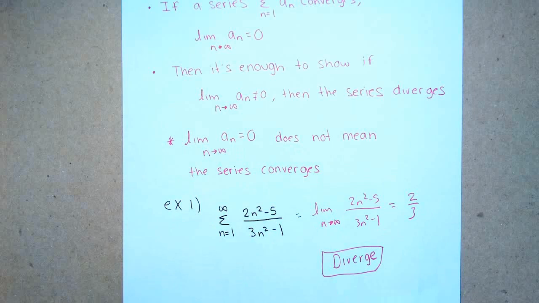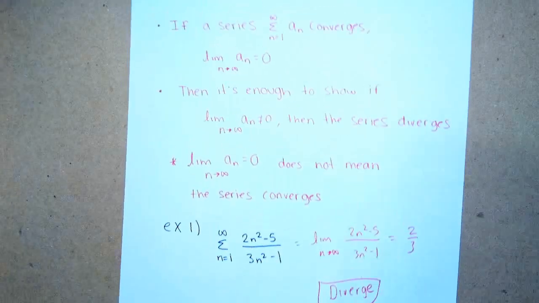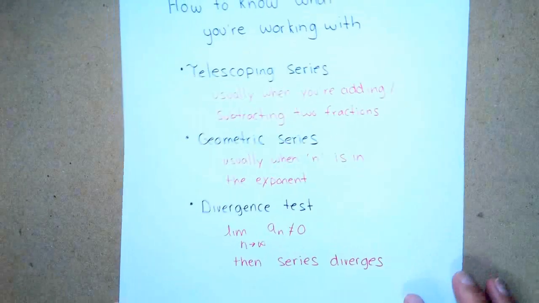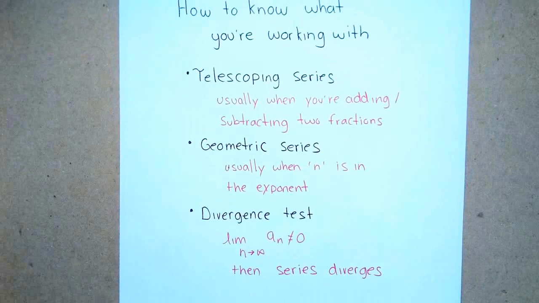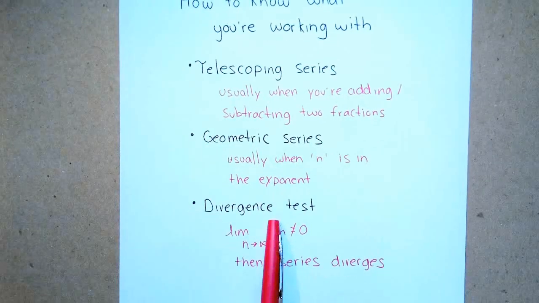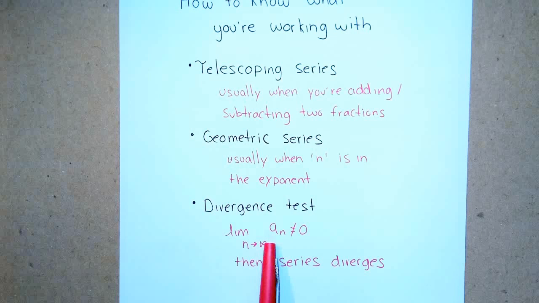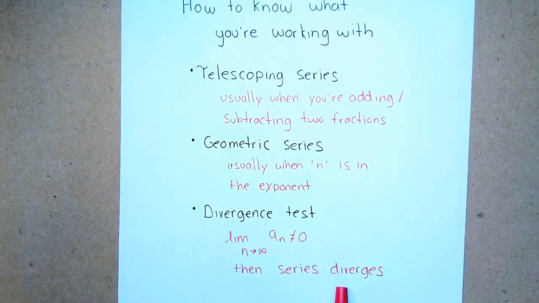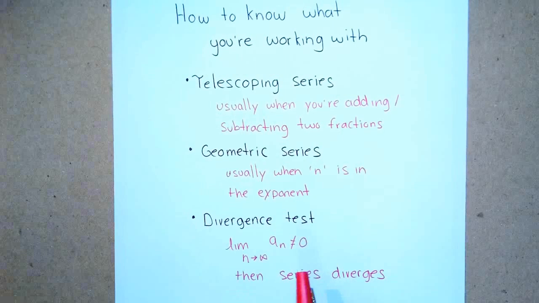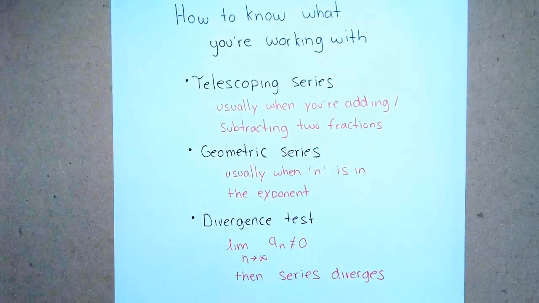So the most important thing when you're working this out is, how do you know what you're working with? Well, the first thing that you're going to try to do is a divergence test. Because if you see that your limit of the inside does not give you 0 and it gives you a number, that means it's going to diverge. But in the case that it does give you 0, it doesn't tell you anything. It doesn't tell you if it converges or diverges. It just means you have to do a different test.